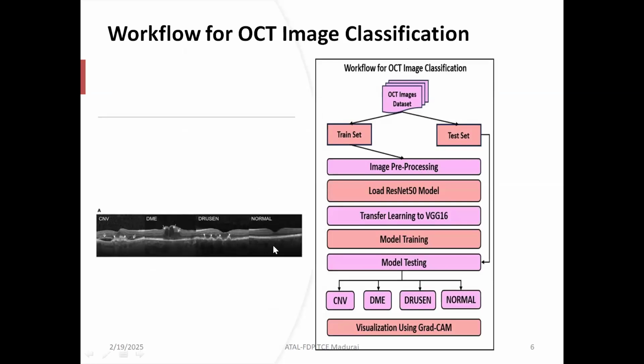You can see the normal data set would look like this, and if it is Drusen, the image shows a few yellow spots here. Since it is grayscale, it shows like this. Then if it is diabetic macular edema, you can find the variation in the rods and cones like this. Then in CNV, choroidal neovascularization, the image portion will be like this. After the image processing, we loaded the ResNet50 model, followed by applying transfer learning with VGG16. We trained and tested our model to classify the various categories of the retinal damage problem.